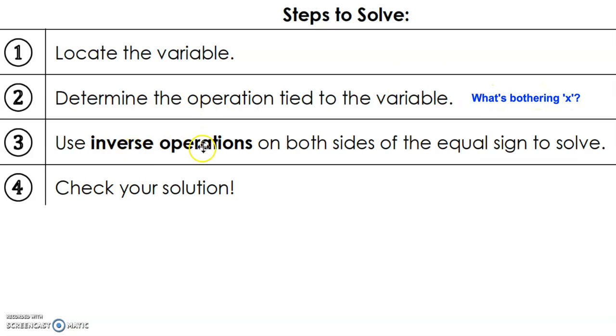Then we're going to use inverse operations on both sides of the equal sign to solve. In other words, we're going to isolate the variable. Then we're going to check our work by substituting that value we get back in.